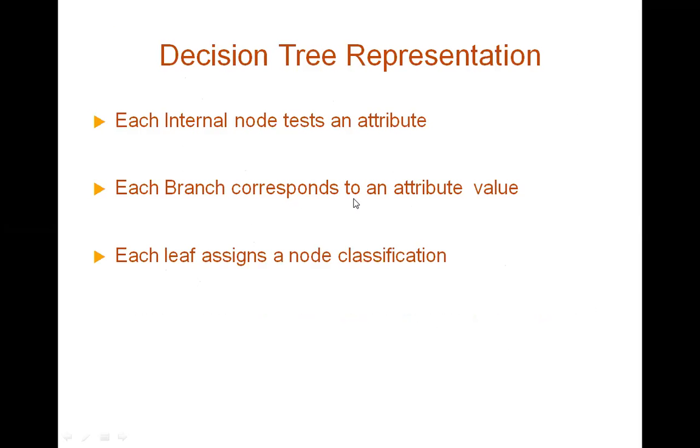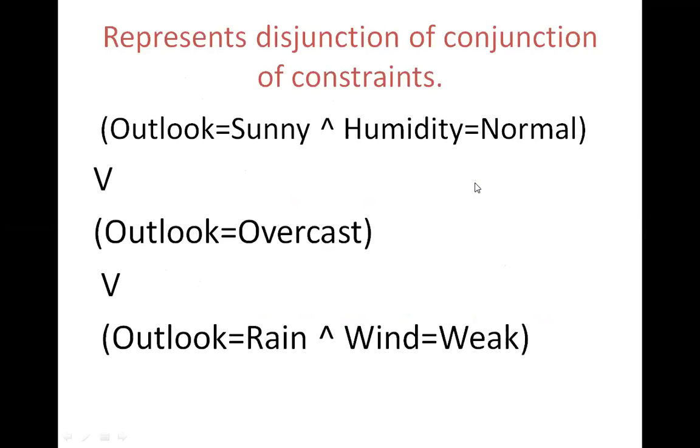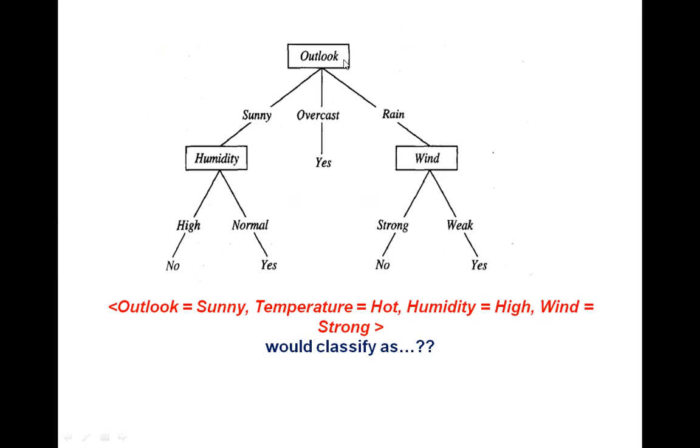Each branch corresponds to an attribute value. Okay, each branch, say Outlook has led to 3 branches. Okay, the first branch is decided based on the sunny value of the Outlook. If the Outlook attribute had only two values, sunny and rain, only 2 branches would be there. But the Outlook attribute has got 3 branches because 3 values are there for that attribute.